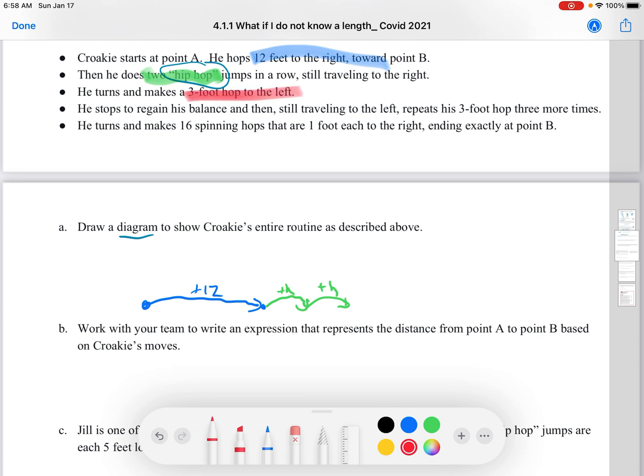So we don't know exactly what that looks like, but I'm just going to move it up here. It could be bigger than H, it could be smaller than H. I don't know. All I'm doing is showing that value there.